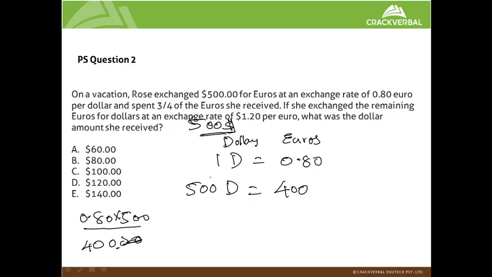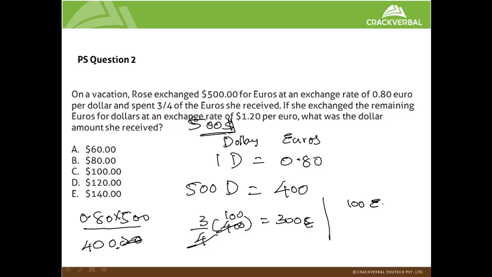Now the next line says she spent 3/4 of the euros she received. Currently she has 400 euros. So 3/4 of 400 means she is spending 300 euros. If she spent 300 euros, then she will have only 100 euros remaining.